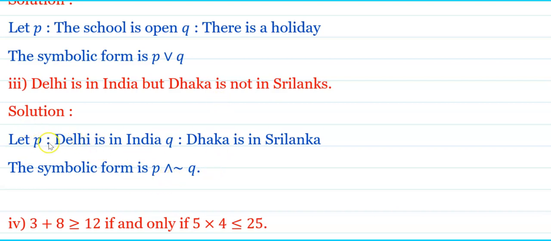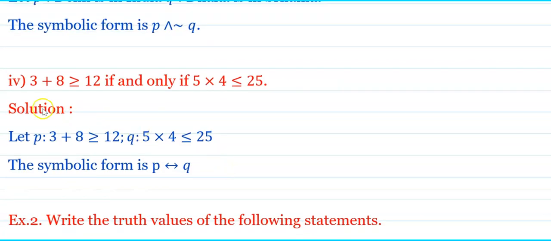आपण काय कन्सिडर केलंय P? Delhi is in India. No problem. Q, Dhaka is in Sri Lanka. But we have given that it is not in Sri Lanka. Therefore it is a negation of Q. In this way, the symbolical form is P and negation Q. Next, 3 plus 8 is greater than or equal to 12, if and only if 5 into 4 is less than or equals to 25.